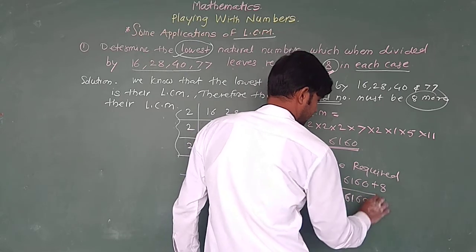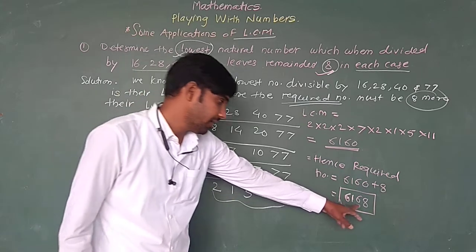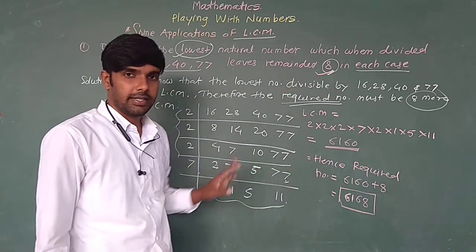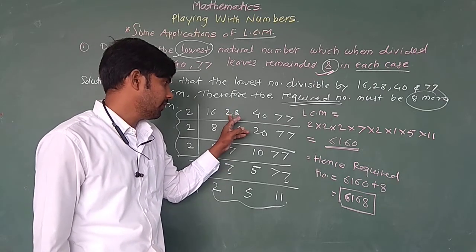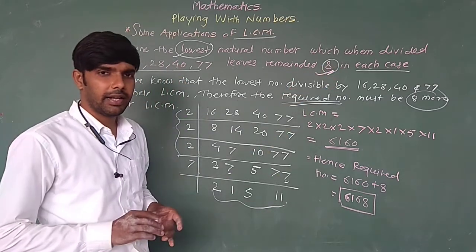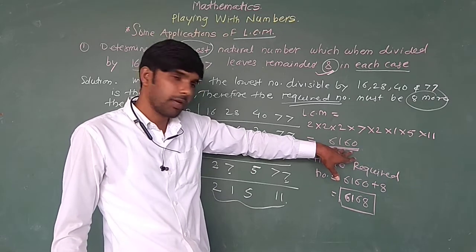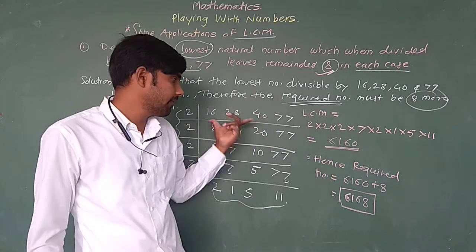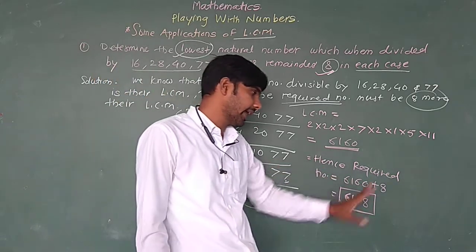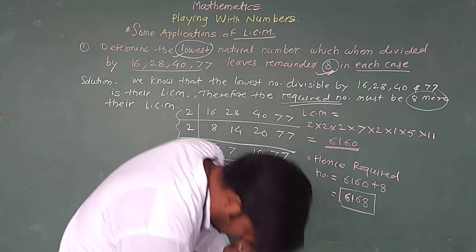6168. This is the answer after adding 8 to the LCM, because when we divide this number by 16, the remainder is 8. Again, divide by 28, 40 and 77 separately, then again we get remainder 8. That's why we add 8 to the LCM, because this is the lowest number which is exactly divisible by these 4 numbers. We want 8 as a remainder, so we add 8 to the LCM. Got it? So pause the video and write down the solution.